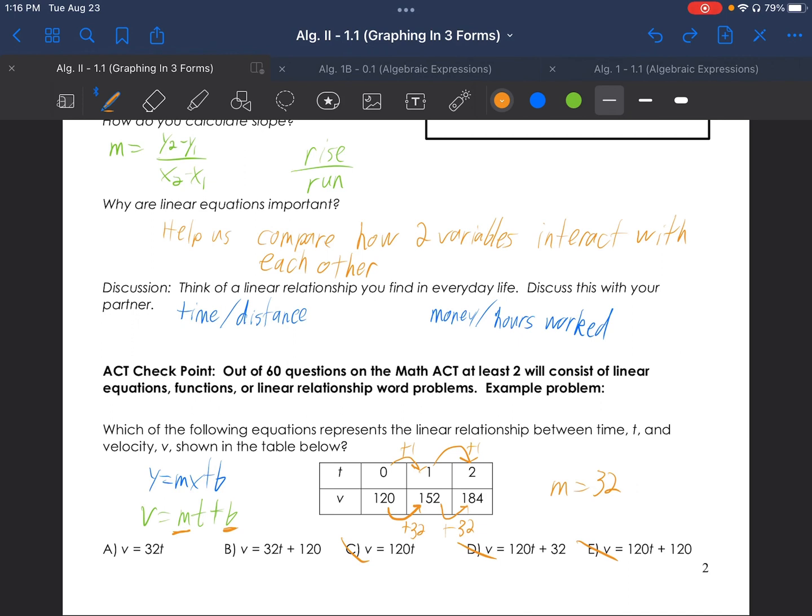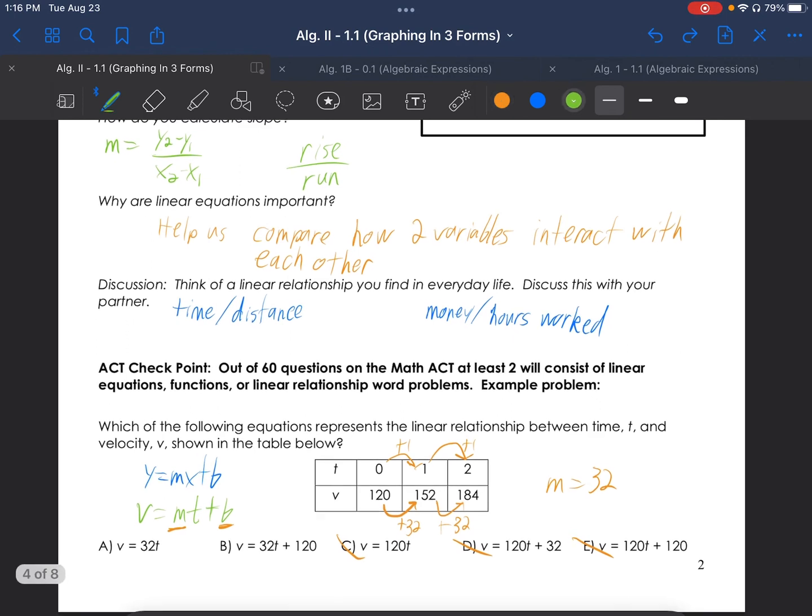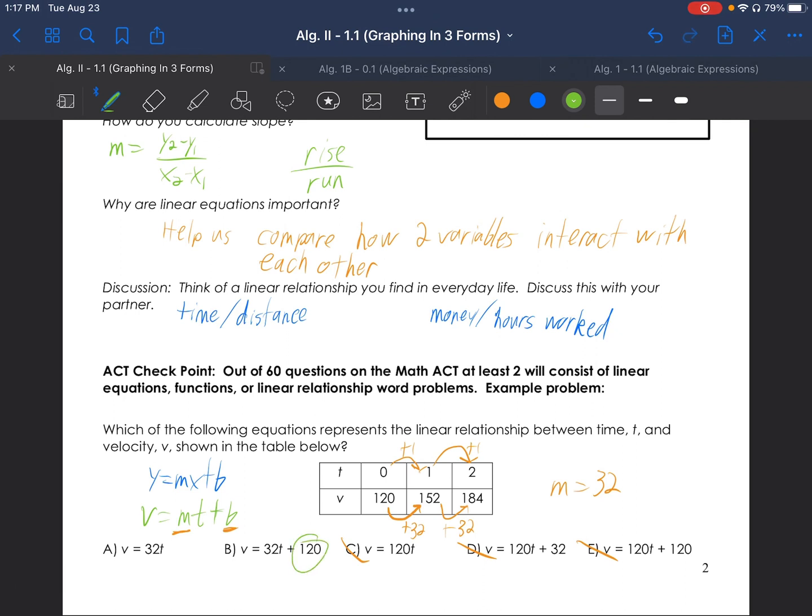So now comes the question of, well, is it going to be B or A, aka what is the y-intercept? What is the plus b? So if we recall, a y-intercept, the b, is where x has to be 0. So if we're thinking of x as t, when t is 0, v, aka the y, is 120, meaning it has to be B, because that has to be the 120.